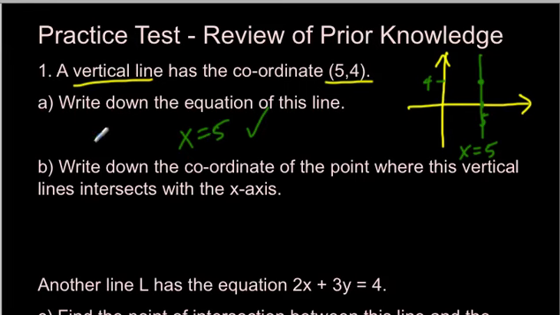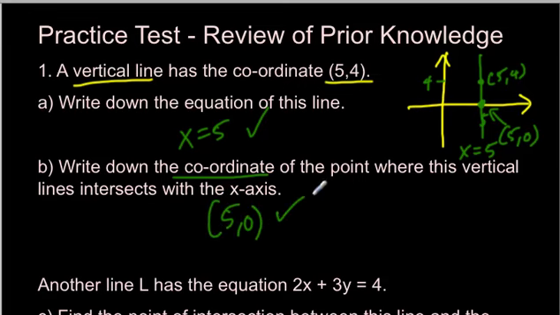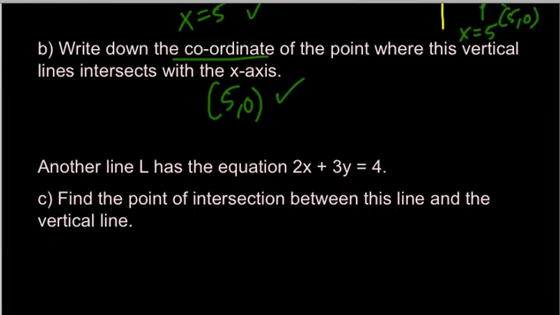It's really that simple. Write the coordinate of the point where this vertical line intersects the x-axis. In other words, it intersects the x-axis right here. This point is 5, 4, but the point where it intersects the x-axis is 5, 0. So the coordinate is simply 5, 0, and we're done. Simple, straightforward, easy marks.